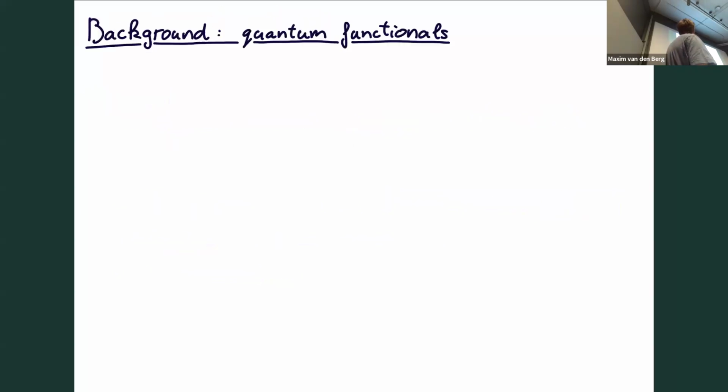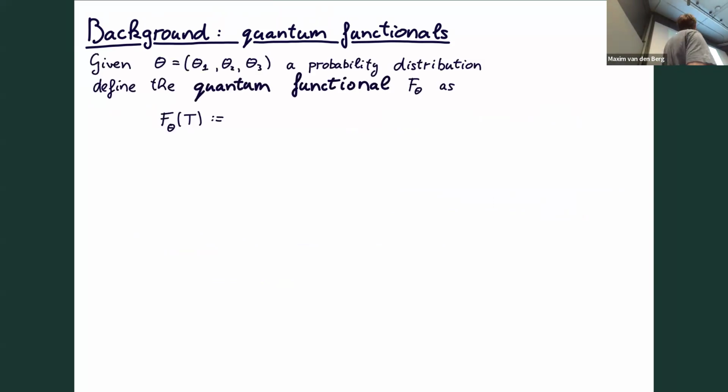Okay. And now I want to talk about the other results. For this, I want to do a little intermission with some background about these quantum functionals that I mentioned before. I just wanted to define what these are. I think they're very nice objects. So what are the quantum functionals?